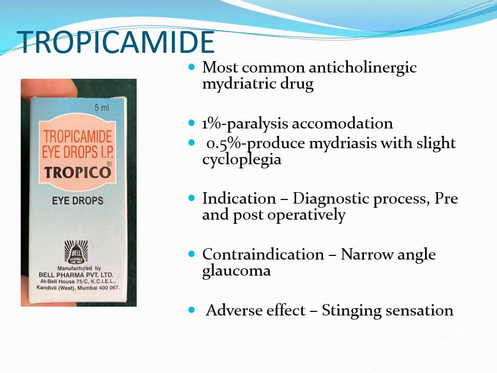Then is tropicamide. It is the most common anticholinergic mydriatic drug. 1% causes paralysis of accommodation, 0.5% produces mydriasis with slight cycloplegia. It is used for diagnostic processes and also pre and post operatively to dilate the pupil. Its contraindication is again narrow angle glaucoma, and an adverse effect is that it can cause a stinging sensation.